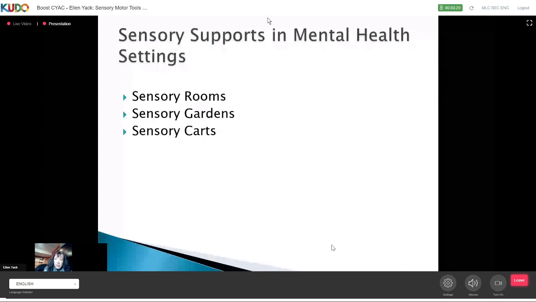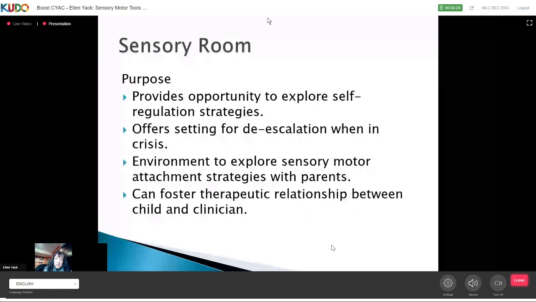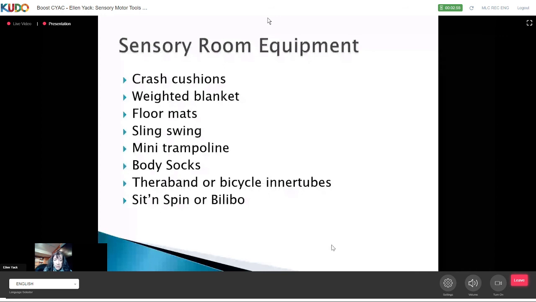There are sensory gardens in mental health settings. There are also sensory carts that can go to different floors that have all these sensory motor tools that I've talked about. The purpose of a sensory room is to allow for exploration of self-regulatory strategies, offer tools to de-escalate when in crisis, provide an environment to explore those tools and attachment strategies with parents potentially, and also help foster a relationship between the child and the clinician. Here are just some examples that can be included in a sensory room.